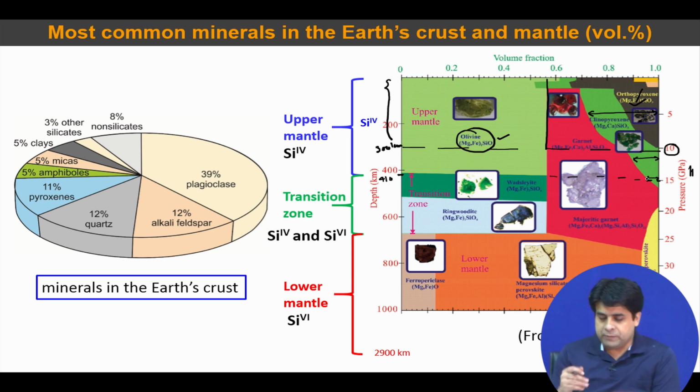So what exactly happens here is that when you increase the pressure and go from 300 kilometer to 410 kilometer, your clinopyroxene will react with garnet and it will change the structure of the garnet. And when it changes the structure of the garnet, it will make a new mineral which is known as majoritic garnet. Majoritic garnet is also known as majorite.